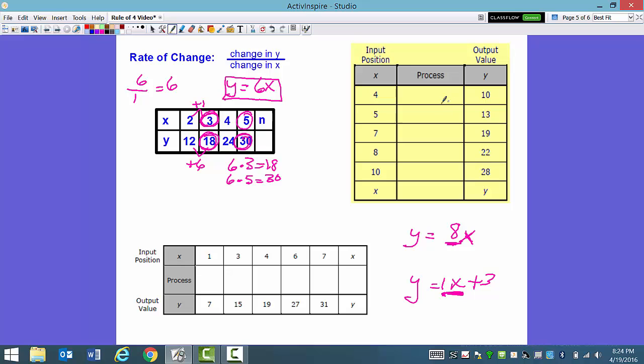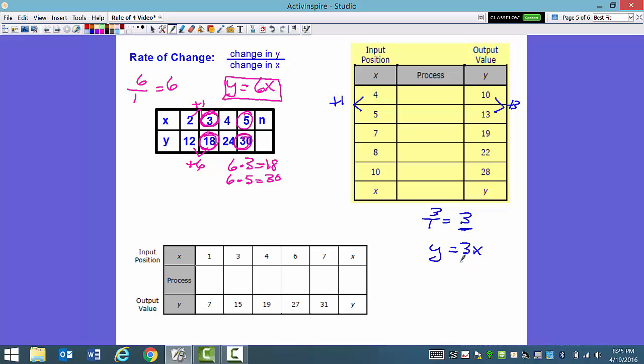We come over here. We do the same thing, find your rate of change. Find your change in y. Well, if I go from 10 to 13, my change is a plus 3. I'm going to erase this down here so I have some room to write. And my change in x from 4 to 5 is a plus 1. So my rate of change is going to be 3 over 1, which simplifies to 3. This is my coefficient. So my equation is going to be y equals 3x.